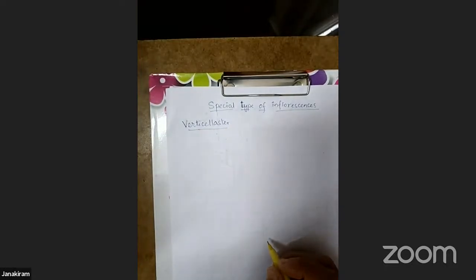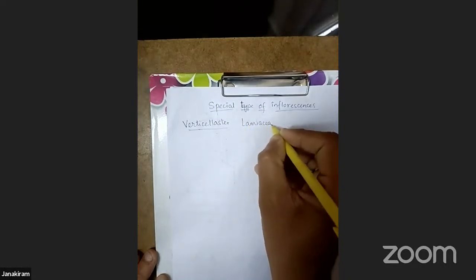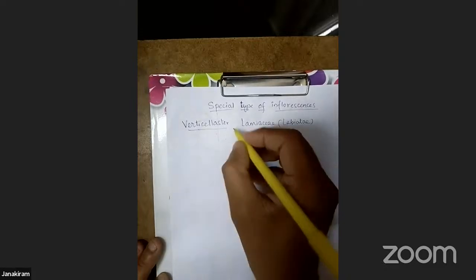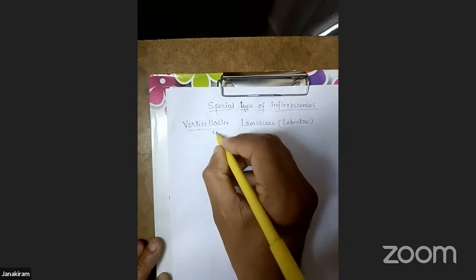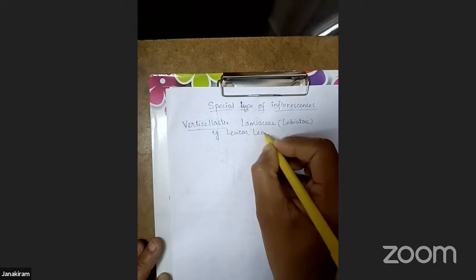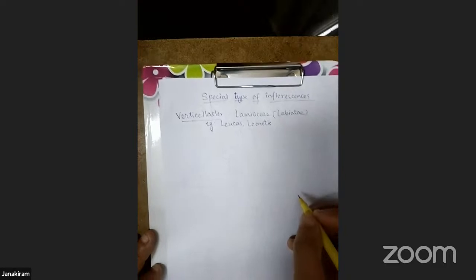So verticillaster is the type of special inflorescence which is present in the family members belonging to Lamiaceae or Labiatae. Lamiaceae or Labiatae family members will show this type of special inflorescence. Examples for these members are Leucas and Leonotis. So these are the 2 members which are showing the special type of inflorescence.